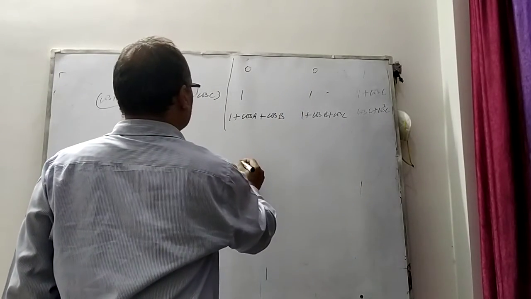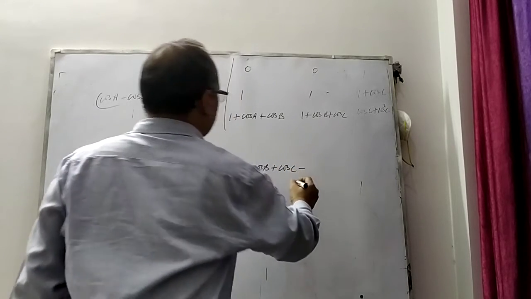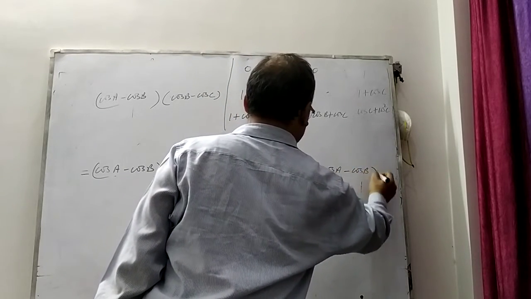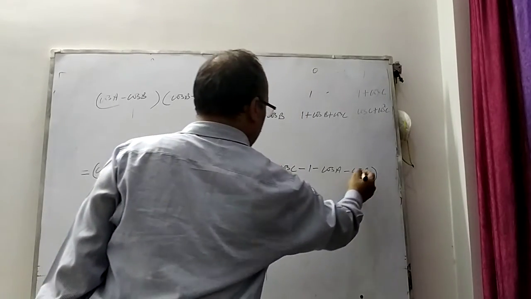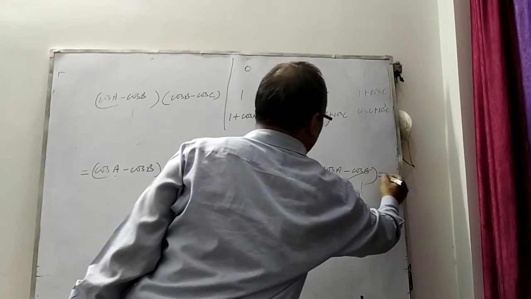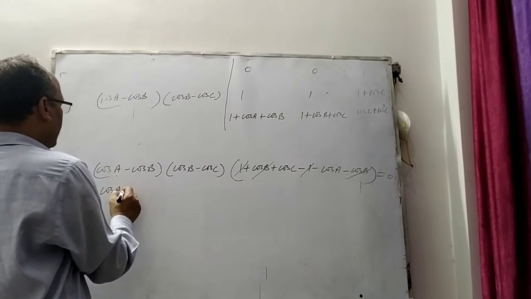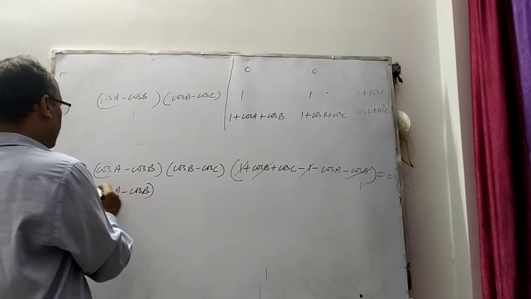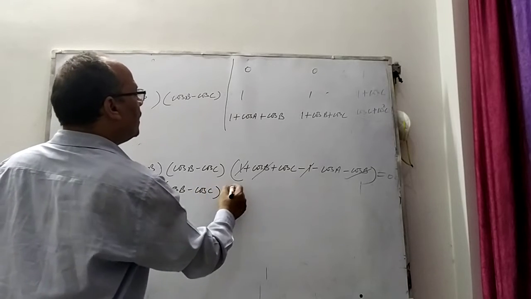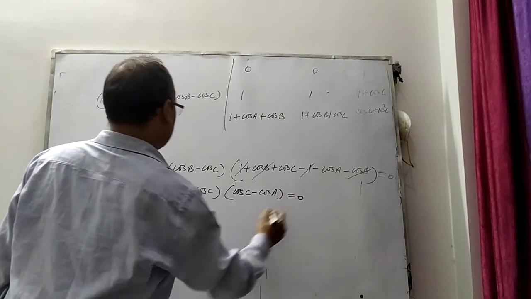ये हो जाएगा 1 plus cos B plus cos C minus 1 minus cos A minus cos B. Cos B cancel, 1 cancel, or that will be equal to 0. It is given. Implies equal to cos A minus cos B minus cos C minus cos A equal to 0.